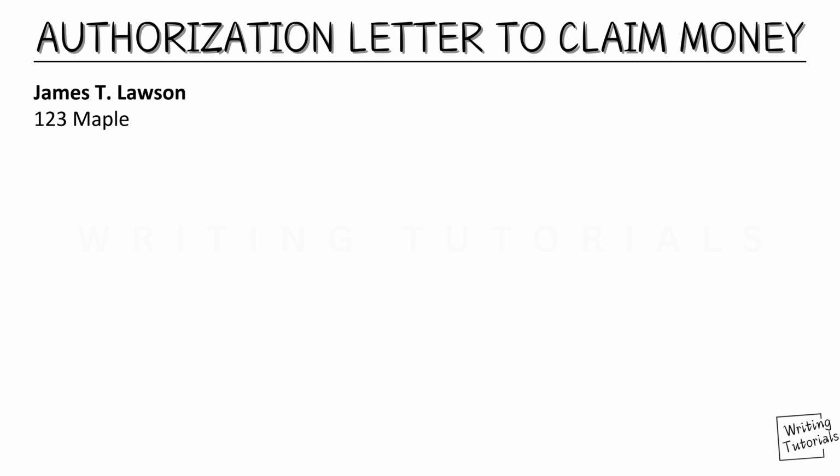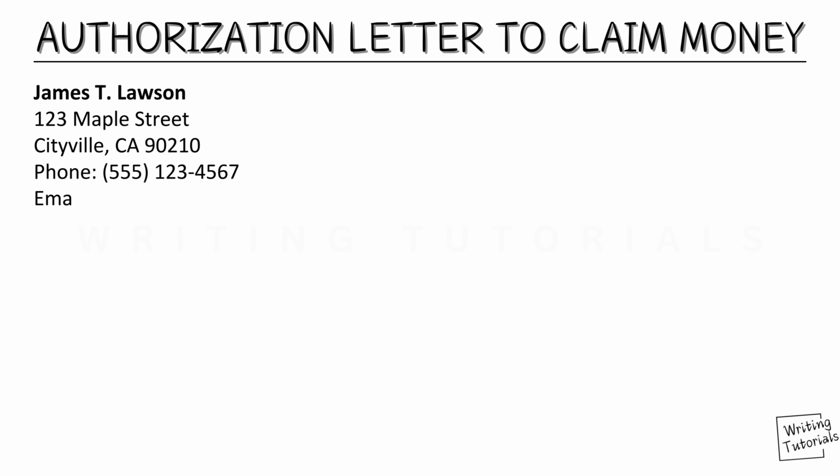Alright, let's start at the very top with the header. This includes your personal details: your name, address, phone number, and email. In our example, we used James T. Lawson, 123 Maple Street, Cityville, CA 90210. Phone: 555-123-4567. Email: james.lawson@email.com.